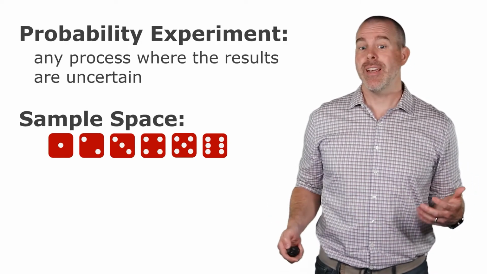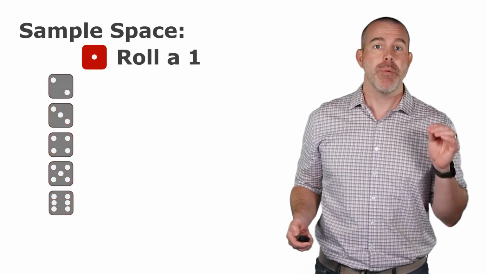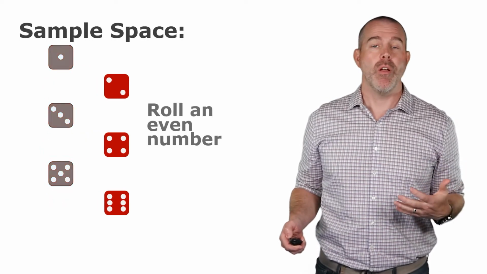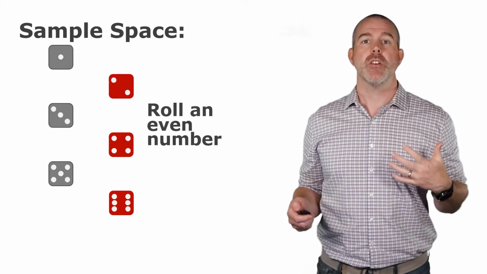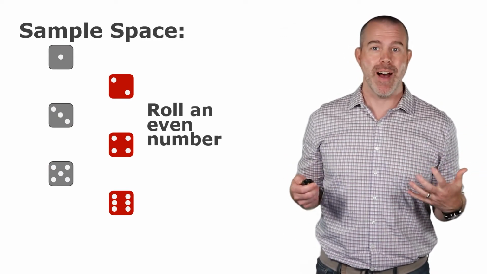An event is any collection of those outcomes. So for example, if we think of our sample space, we've got these six sides of a single die. If we talk about the event, we roll a 1, well, that would be a simple outcome, but that's an event. You roll a 1. Different example, maybe we want to know we roll an even number. Well, those three different outcomes constitute a single event. That's an event. It's a collection of outcomes.